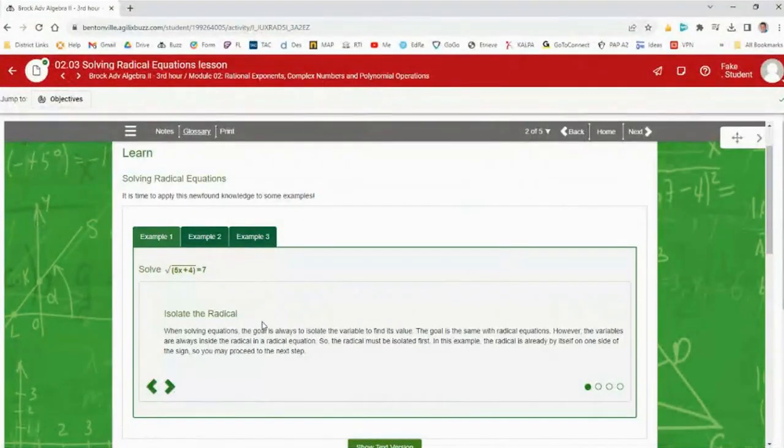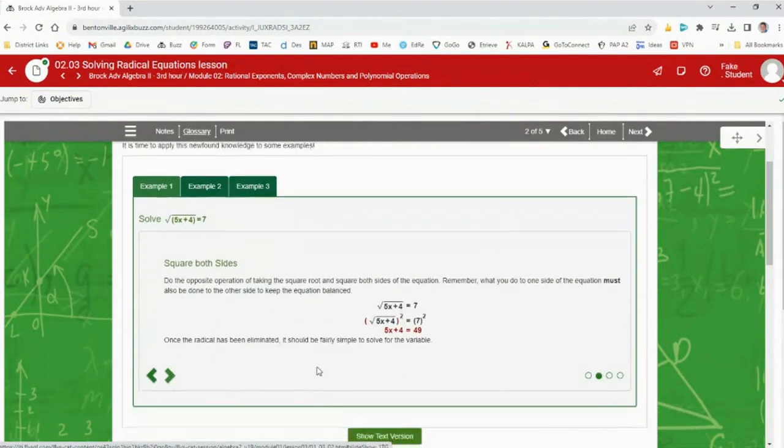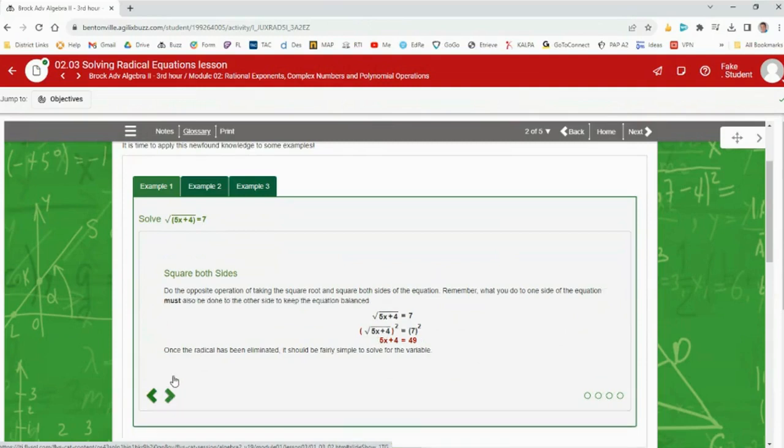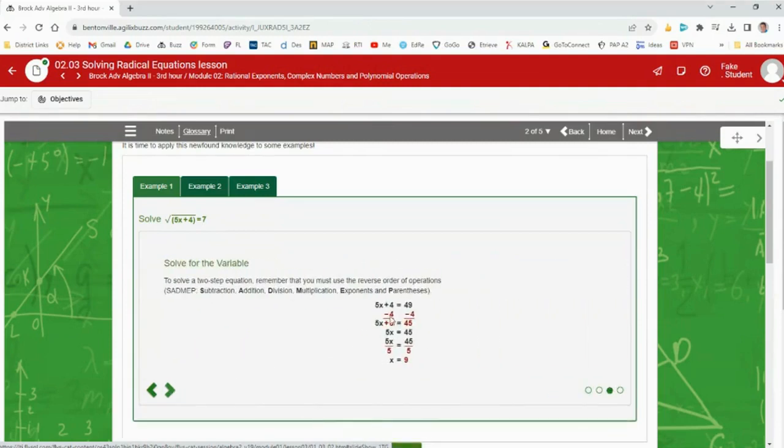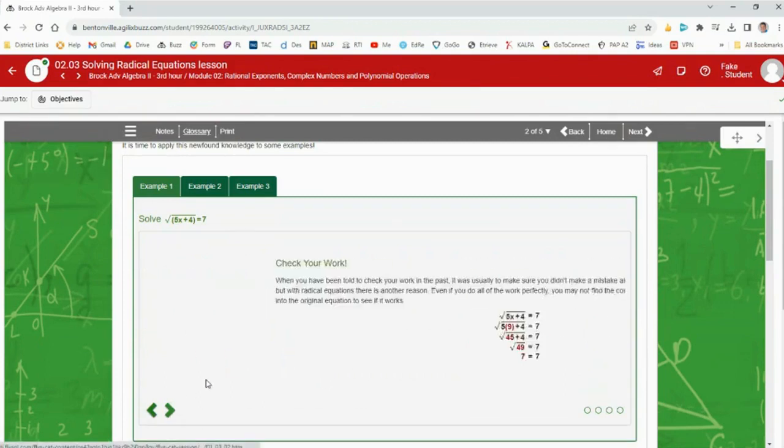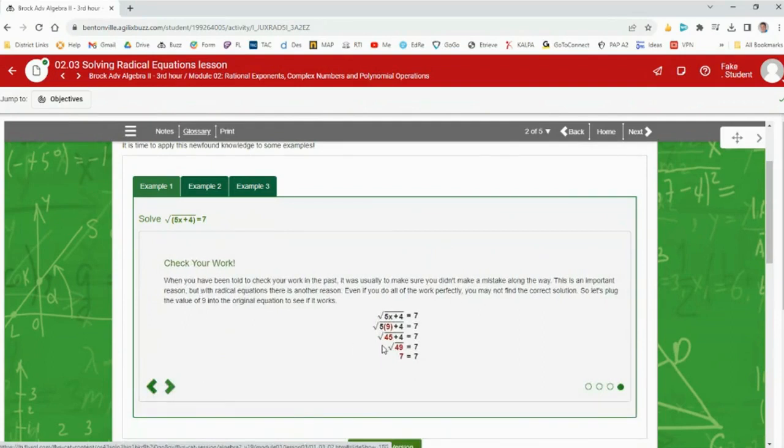All right. So this says isolate the radical. Let's go through the steps like they do right here. First thing they do is square both sides. That's what we did. Then their next step is to subtract the 4 from both sides because you have 5x plus 4 equals 49. That gets it down to 5x equals 45. Divided by 5, x equals 9. What we just came up with. And then they checked it just like we did. We substitute the 9 back in and we get 7 equals 7.